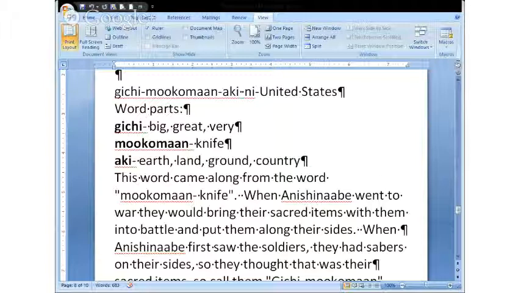Right on their hip there. That's where they seen Americans. They had those sabers when they first encountered them. They said, oh, that must be their sacred item that they're bringing into battle with them. You know, for us, it might be a hatchet or a knife. For these guys, it was the saber, those long knives. So that's what they were calling them, the long knives, the big knife. So they thought that was their sacred item. So that's what they called them.